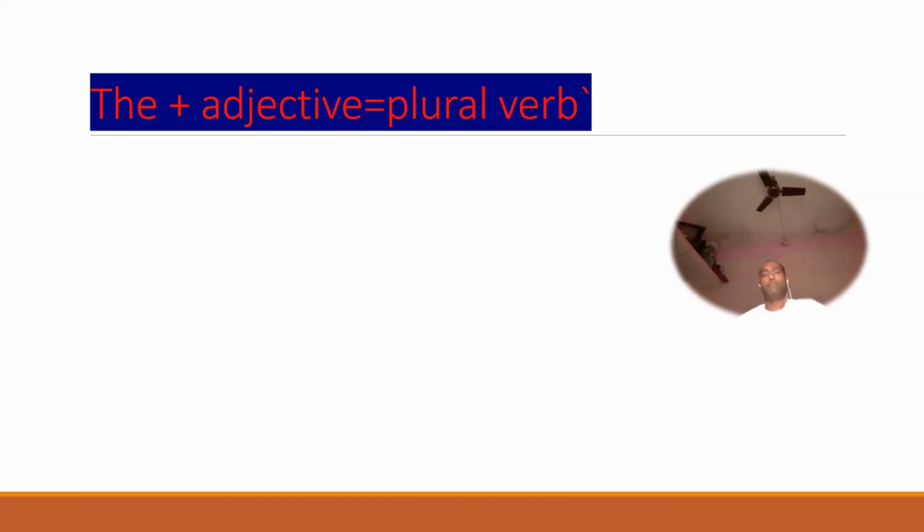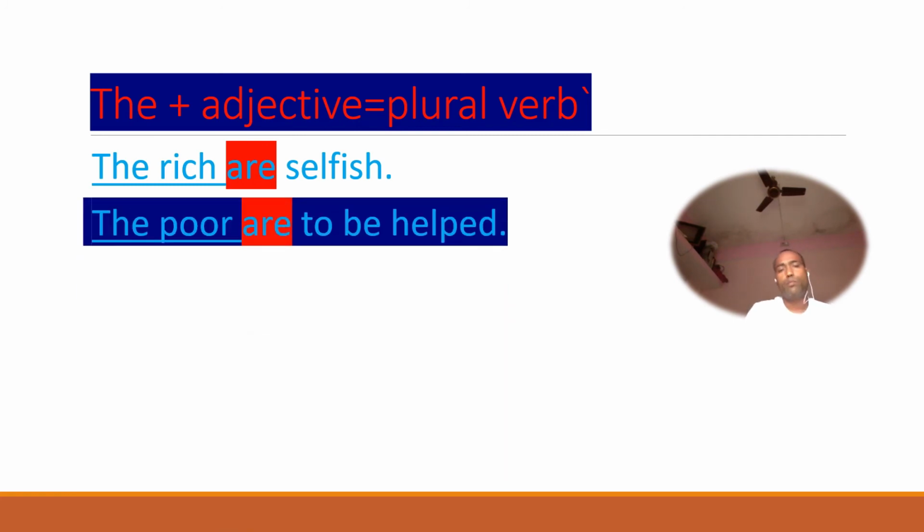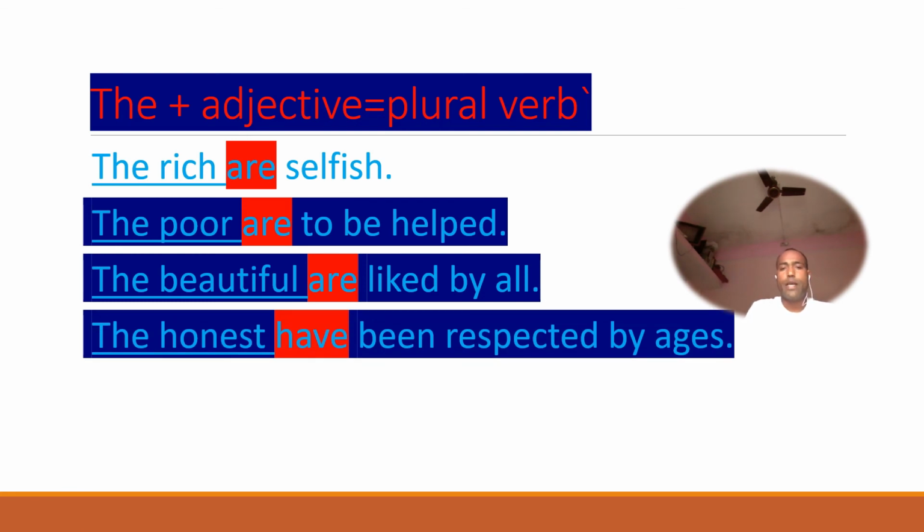The plus adjective is equal to a plural verb. This is another rule. It means if you have the plus an adjective, then it certainly takes a plural verb. The rich, see here, rich is an adjective, so the rich are selfish, not is. Similarly, the poor are to be helped, not the poor is to be helped. Similarly, the beautiful are liked by all. The beautiful is an adjective, so are liked. Similarly, the honest have been respected by all.